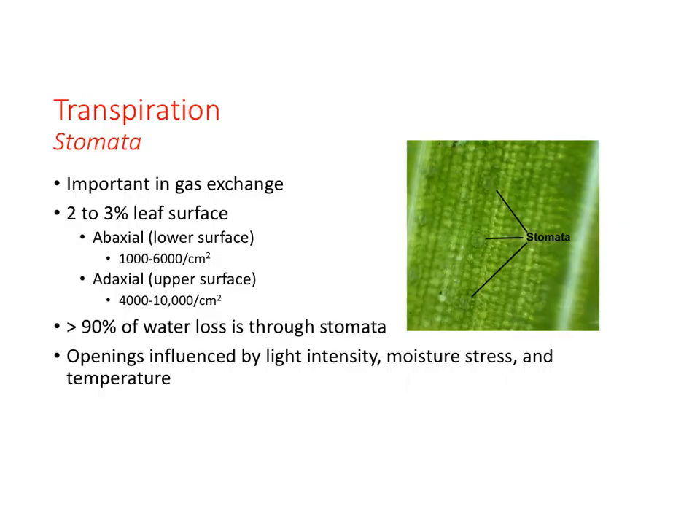If we look at the leaf and where water loss occurs, stomata serve as a site for gas exchange and photosynthesis and the point for water loss due to transpiration. Only 2 to 3% of the leaf surface area contains stomata, but 90% of water loss occurs through these openings. Stomata open during the day and close at night.